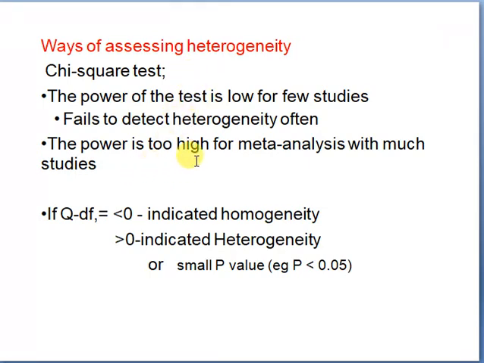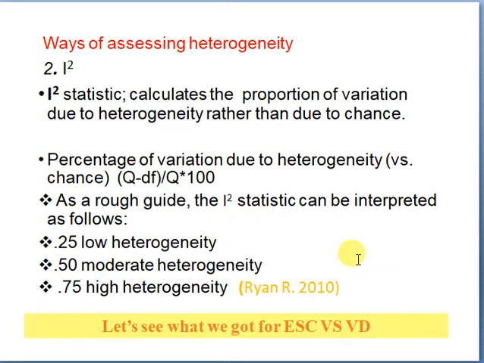The power is too high for meta-analyses with many studies, so we have to use Q minus degrees of freedom. We have our own formula here as indicated. Q minus degrees of freedom: if it is less than or equal to 0, it indicates homogeneity. If it is greater than 0, it indicates heterogeneity, or a small p-value, like p less than 0.05, can indicate heterogeneity. The other one is by using I-square.